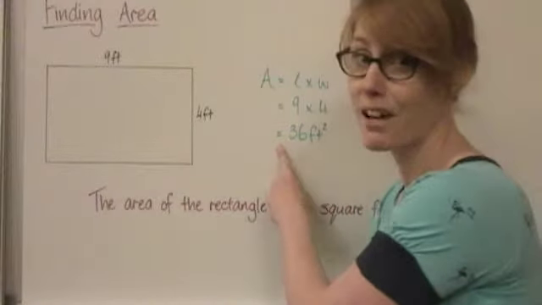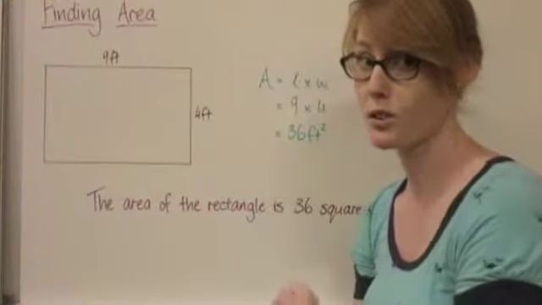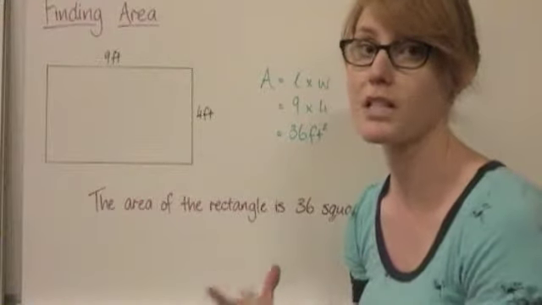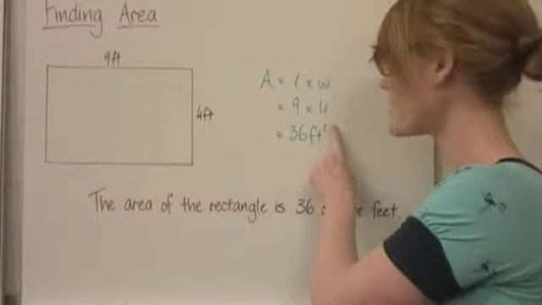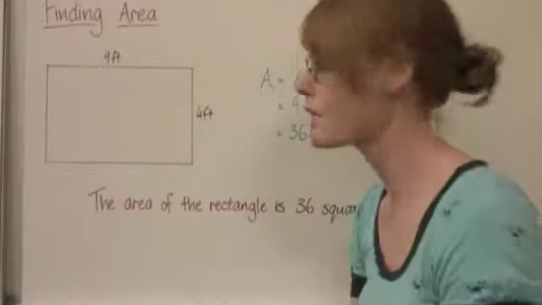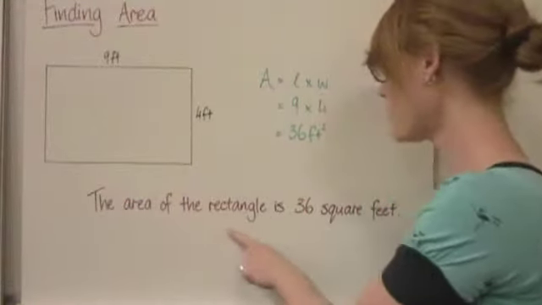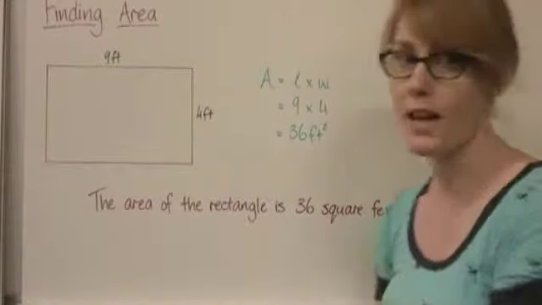Now, again, I remember to include the square unit of measurement because we're talking about how much space is taken up by the rectangle. So I'm measuring in feet, but it's square feet because I'm talking about the area. So the area of the rectangle is 36 square feet.